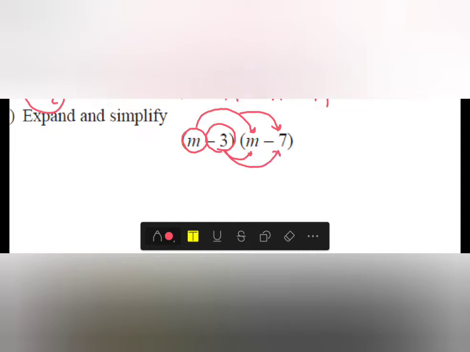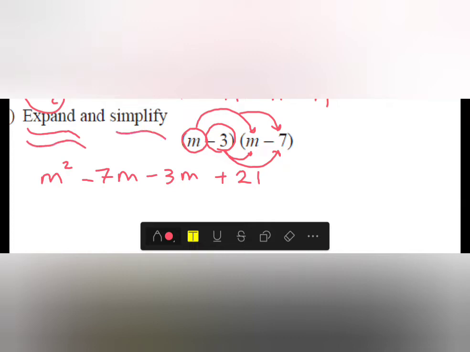Now let's do it together. The first part is expanding, so let's expand together. M times m equals m squared. And then m times negative 7 equals negative 7m. Very good. Now, this is the first part. Now, the second part is negative 3. Negative 3 times m equals negative 3m. Very good. And then negative 3 times negative 7. Negative times negative is positive. And then 3 times 7 is 21. Now this is the expanding part, which is done.